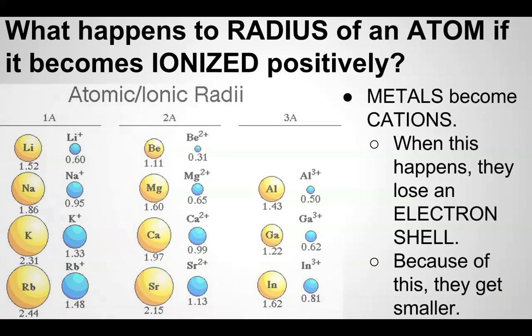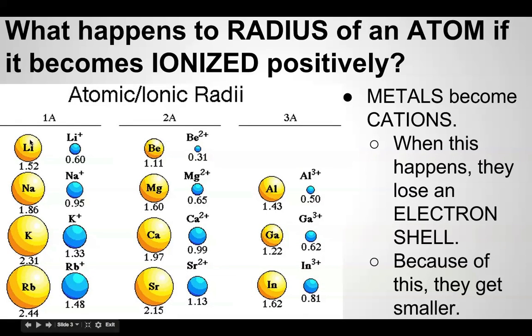So here's a picture to kind of help you with that. So we have lithium here, standard size 1.52 picometers, but right when it loses that outside shell, it becomes 0.6. And as you can see with all of these atoms here, whenever they become ionized positively, they got smaller, again because they lost an electron shell. Okay, it still gets smaller as you go across the period and bigger as you go down, but compared to when it was neutral, when ionized positively, it gets smaller. Okay.